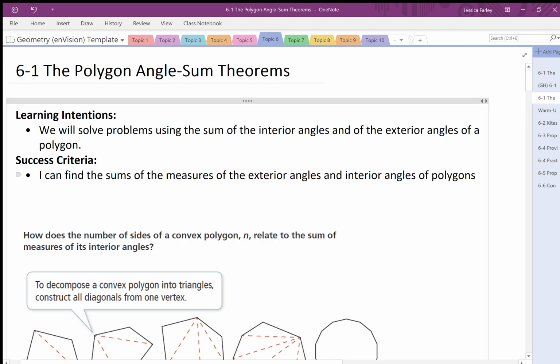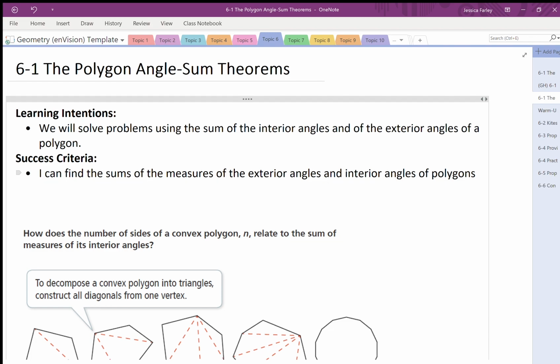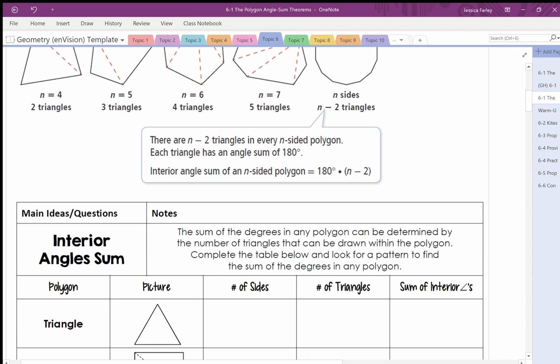Good morning. Today's lesson is on section 6.1, the polygon angle sum theorems. We're going to solve problems using the sum of the interior angles and the exterior angles of a polygon. So let's move on to the notes.